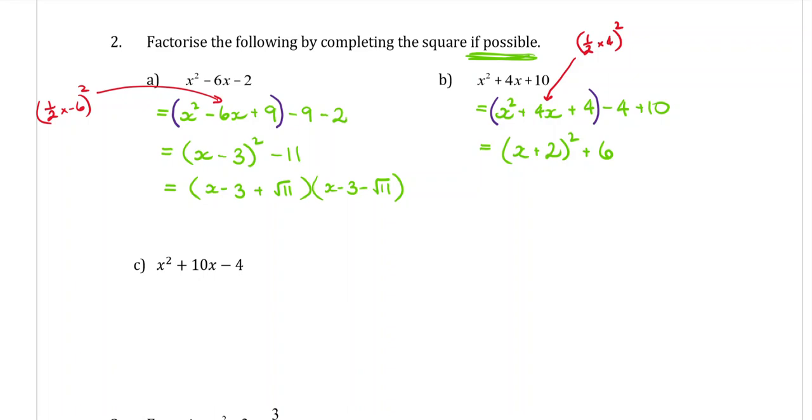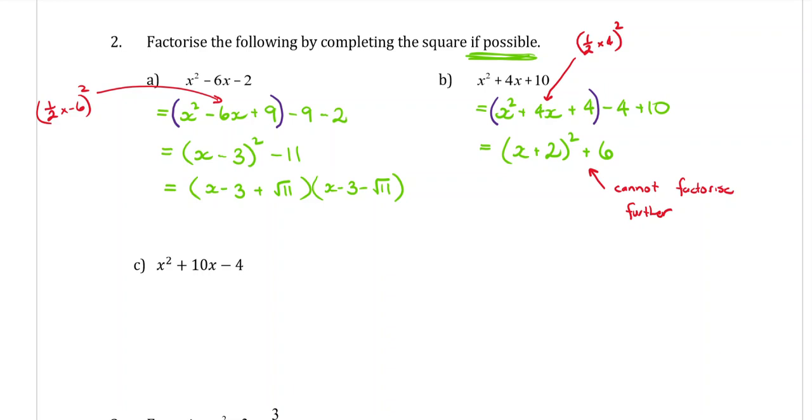So I'm going to put a little note here. I'm going to point to this and I'm going to say cannot factorize further. So I was able to partially factorize with the completing the square, but that is not completely factorized. And I can't completely factorize it.